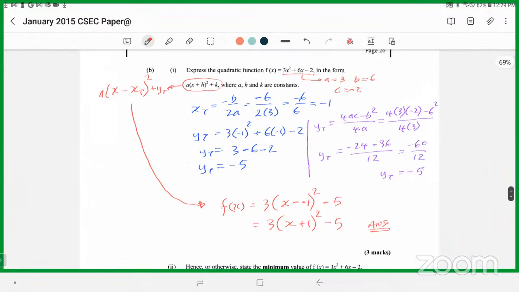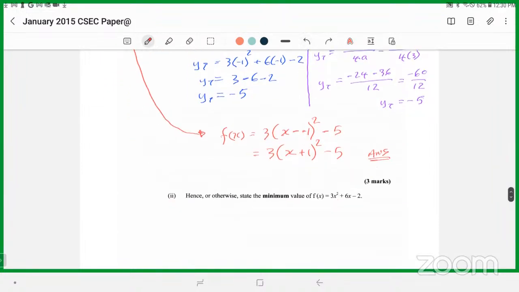Nice and easy. So we did this part 2 ways. But generally, for the exam, I think this and this would be enough. Don't need this in the exam. All right. And then you write this expression.